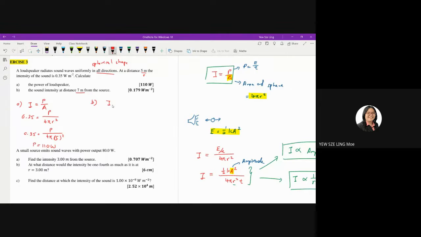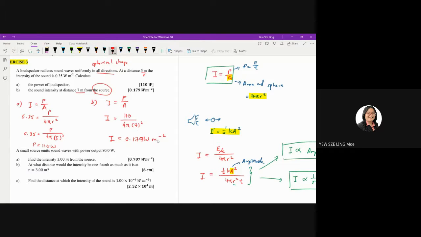So again, I'm going to use I equals P over A. I is the thing that I want to calculate right now. So P, because it's coming from the same source, is equal to 110. You calculated it from question 1 already. So 110 divided by 4 pi, now the R is 7, so 7 squared. Therefore, my I is now equal to 0.179 W m^-2, watt per meter squared.